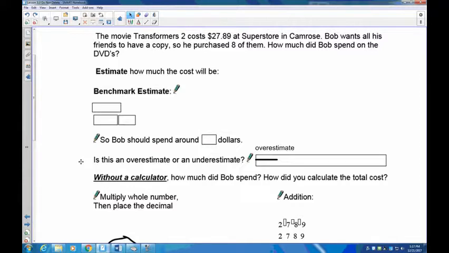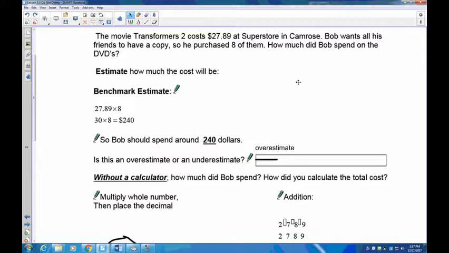Well, first off, before we start, let's get a rough idea of what we're going to be doing here. I need to know how much my answer, my product, should be, so I'm going to do an estimate to find out. Now I know I have $27.89, and I have to multiply that by 8. So I'm going to take $27.89 and round it off to 30. Now 3 times 8 is 24, plus this 0 gives me $240. So I know Bob should spend around $240.